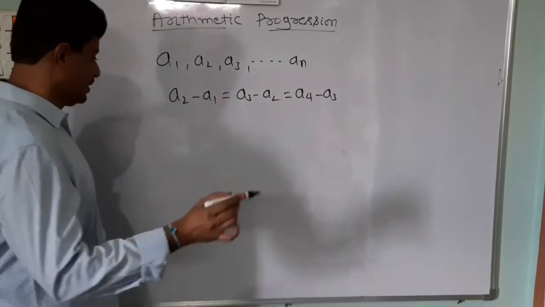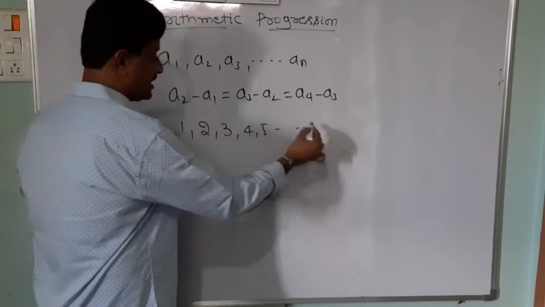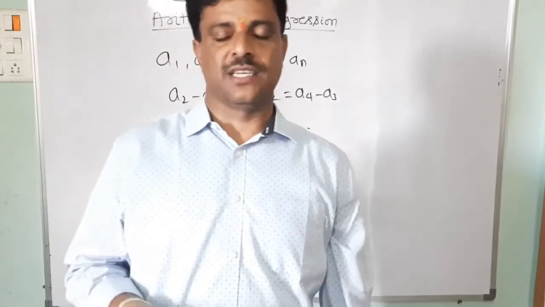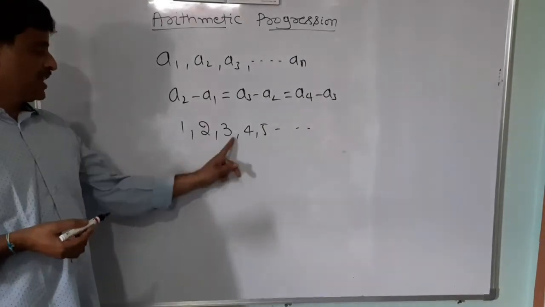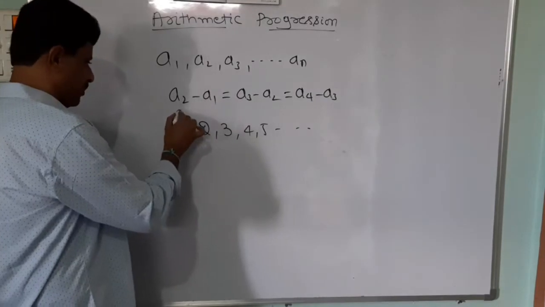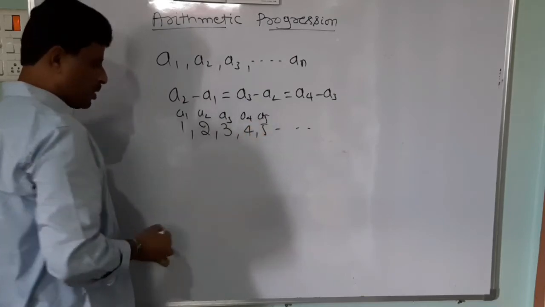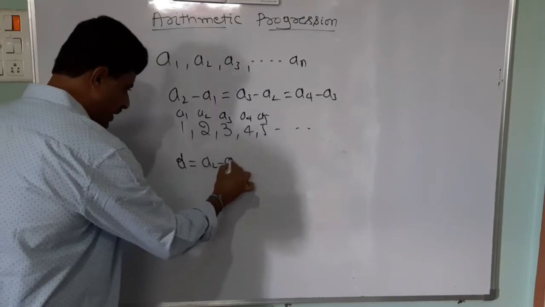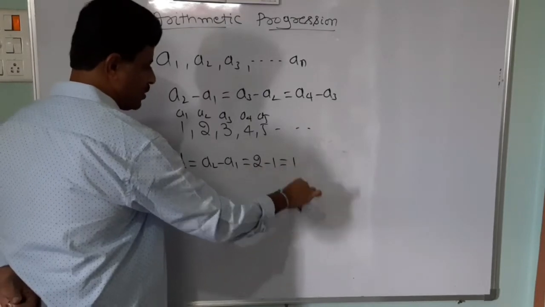For example, take 1, 2, 3, 4, 5. This is a sequence. What type of sequence? Arithmetic sequence, or arithmetic progression; progression is another name for it. You see the common difference. This is the first term a1, this is a2, a3, a4, a5. The common difference is denoted by small letter d. d is equal to a2 minus a1. What is the value of a2? 2. 2 minus 1 is equal to 1.